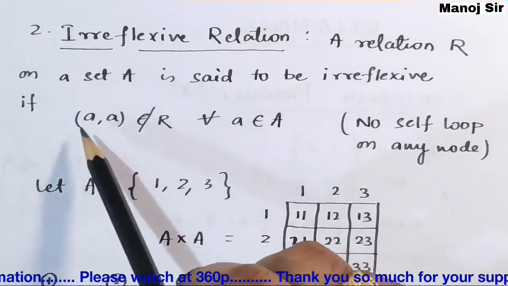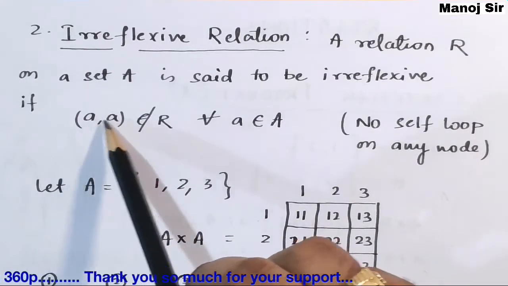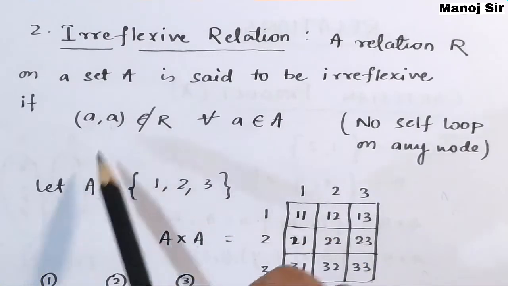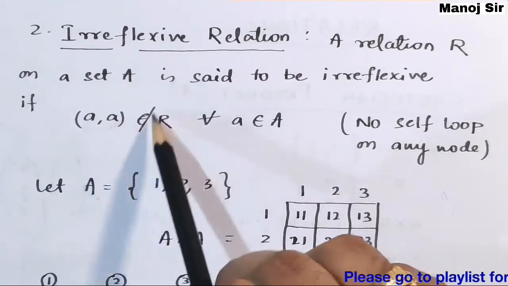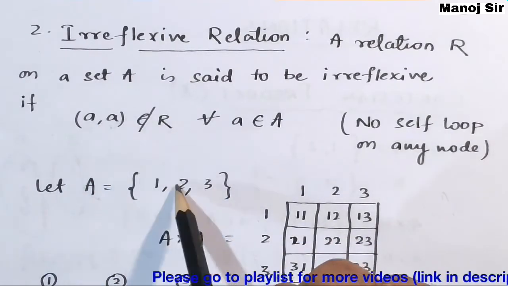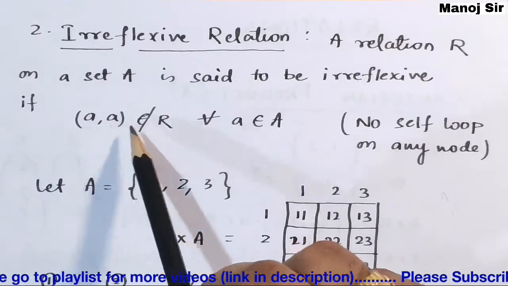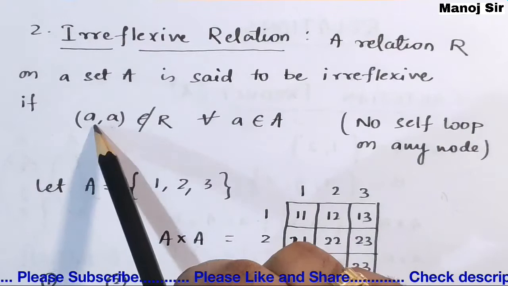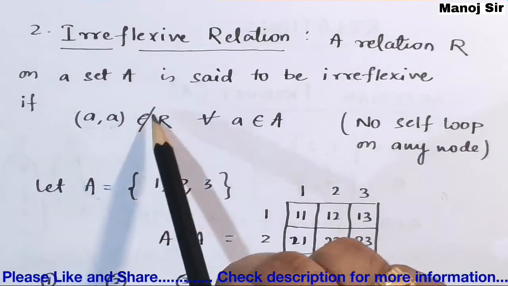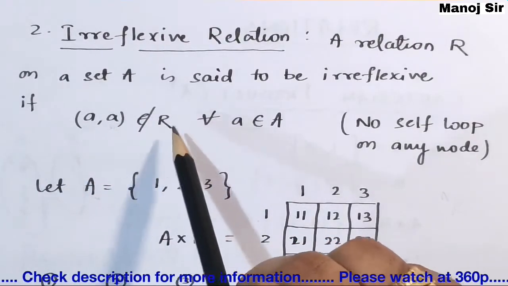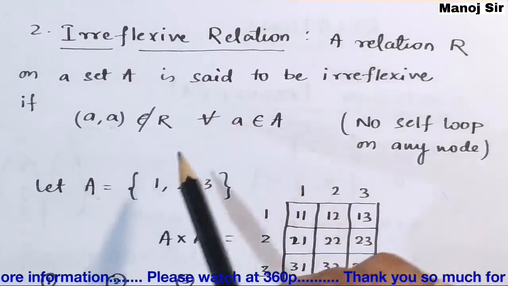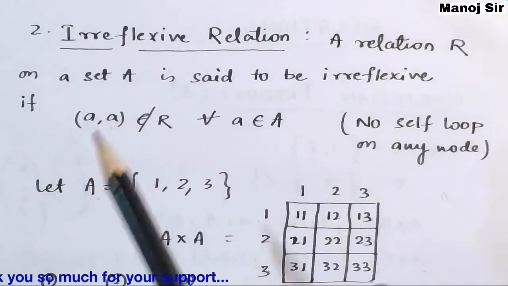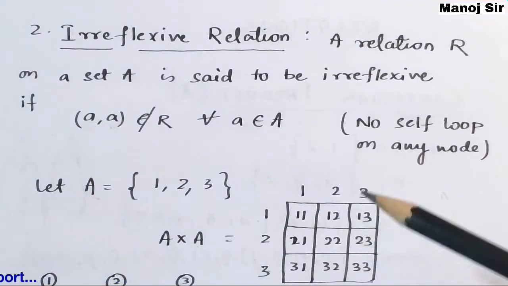There should not be any reflexive pair. (a, a) means if you put a equals 1, it has to be (1, 1), and (1, 1) should not be present in that relation. If you put a equals 2, then it is (2, 2), which should also not be present. If you put a equals 3, then (3, 3) should also not be present. So if there is a relation which does not contain (1, 1), (2, 2), (3, 3), then that relation is said to be an irreflexive relation.